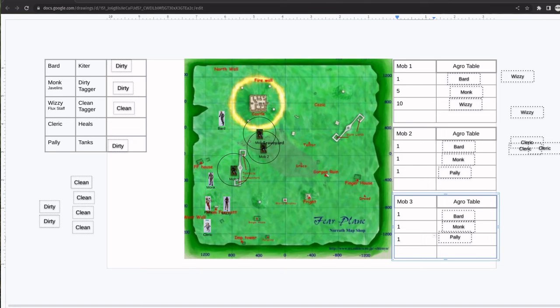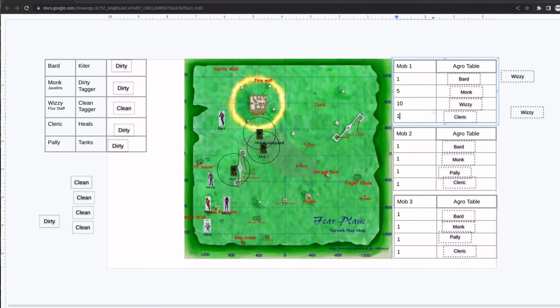Now at this point, the pally doesn't realize that he's dirty because he buffed a dirty tagger. He tells the cleric, hey, will you toss me an ego? And the cleric says, yeah, sure. So the cleric egos the pally, who is dirty now. So now the cleric is dirty because the cleric egoed the pally. Now the cleric goes on the aggro table of actually mob 1, mob 2, and mob 3. And again, the aggro is very light. So now the cleric is dirty.